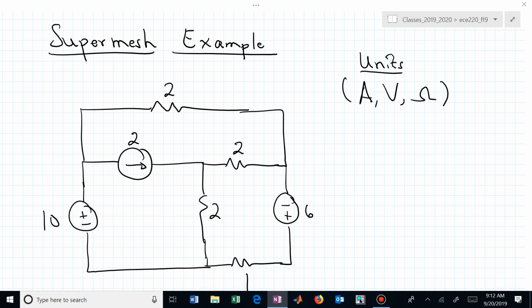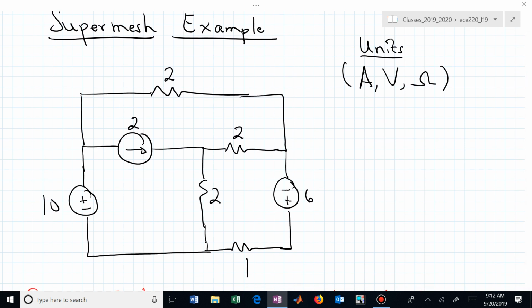Here is a super mesh example. And the units, since I'm not labeling the different numbers: the resistors are in ohms, the current sources are in amperes, and the voltage sources are in volts.